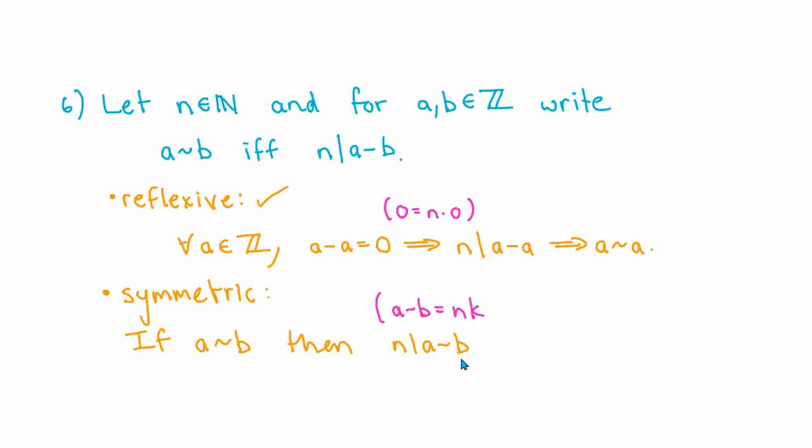Secondly, if a is related to b, then by definition it means that n divides a minus b. Well, that's the same as saying that there's an integer k with the property that a minus b is n times k. But of course that means that b minus a is n times negative k, so it implies that n divides b minus a, which means that b is related to a. And this relation is therefore a symmetric relation.